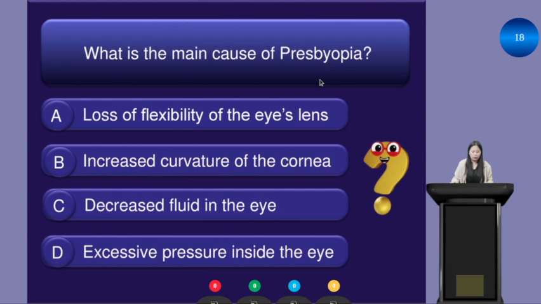What is the main cause of presbyopia? Yes, students, we have four options. So which of the following options is the correct answer?